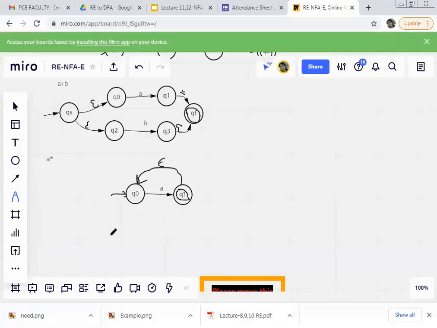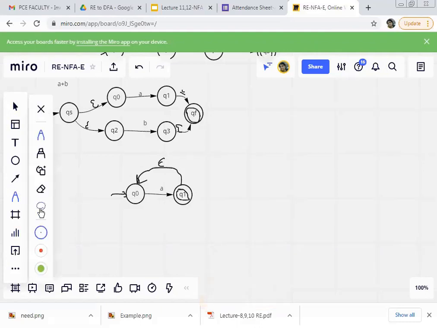How to generate a string? Start from the start state and reach the final state. If you see, you cannot reach the final state on epsilon. So we cannot generate epsilon. Single A, yes, I can generate, right? If I want to generate double A, just go Q0 to Q1, go back to Q0 on epsilon and get 2 A's. If I want 3 A's, again, 4A, 5A, 6A and so on. But the first element, the null string, that is epsilon, cannot be generated by this diagram.